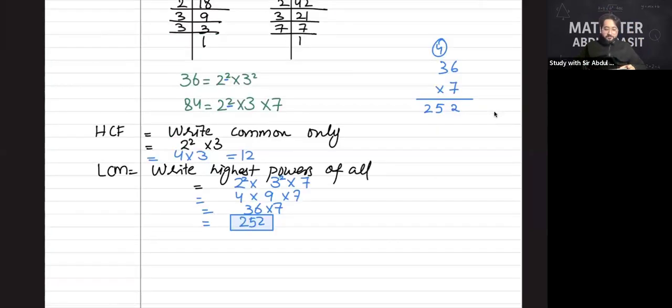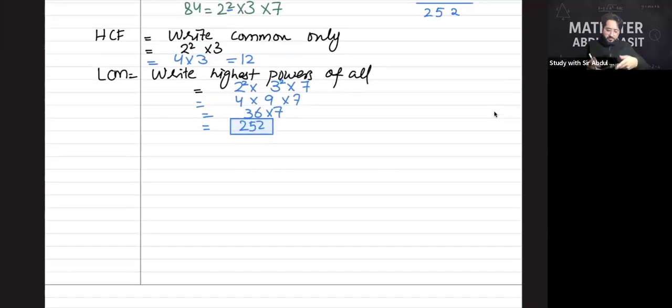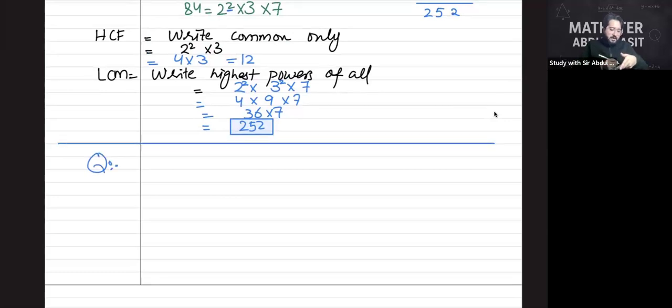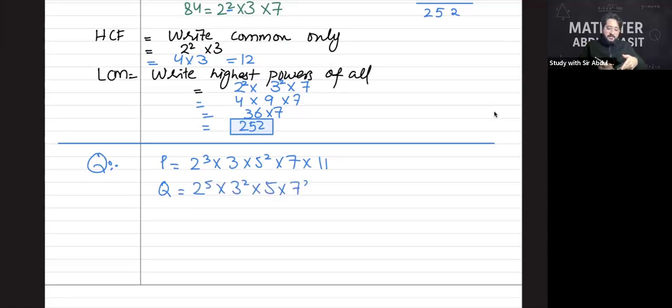So guys, please pay attention. Just look at question number 2. I'm going to write the question here in front of you. So that is my question number 2. Guys, please pay attention. P is a number having 2 cube times 3 times 5 square times 7 times 11. So it's a very big number. Agree? And Q is a number which is, let's suppose, 2 power 5, 3 square, 5, 7 square, and 11 square.